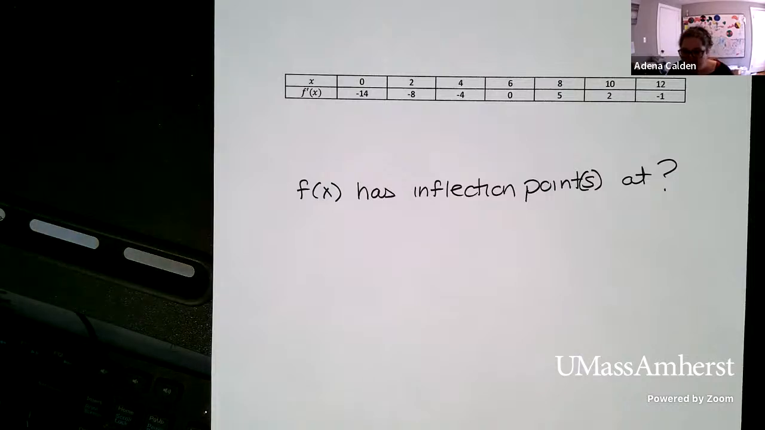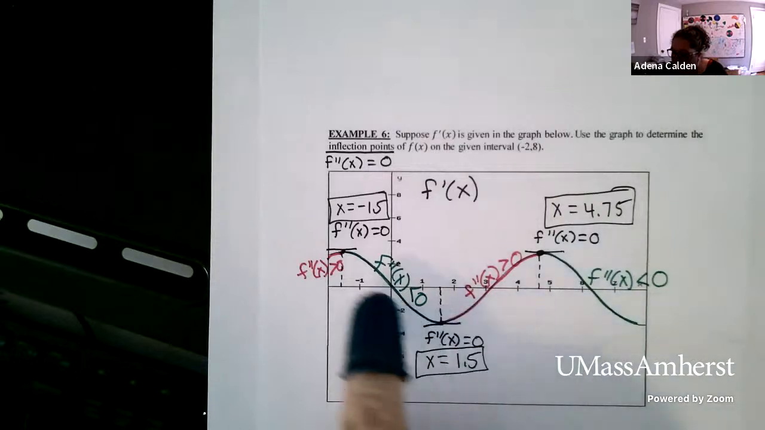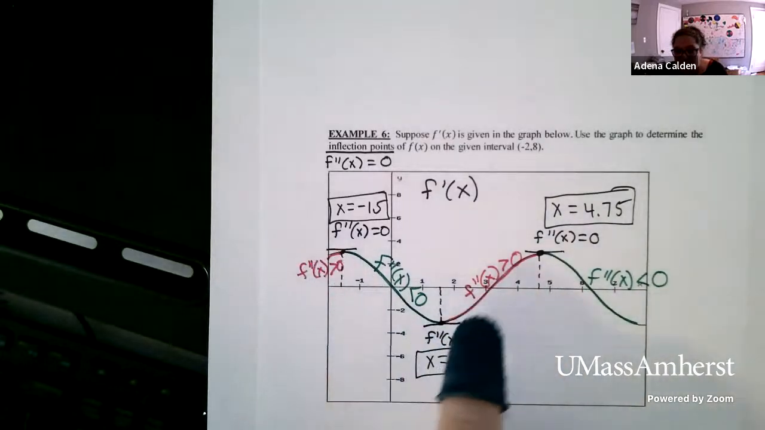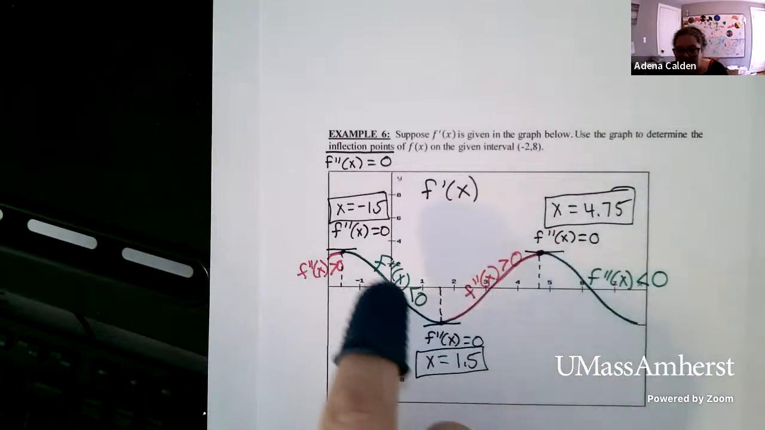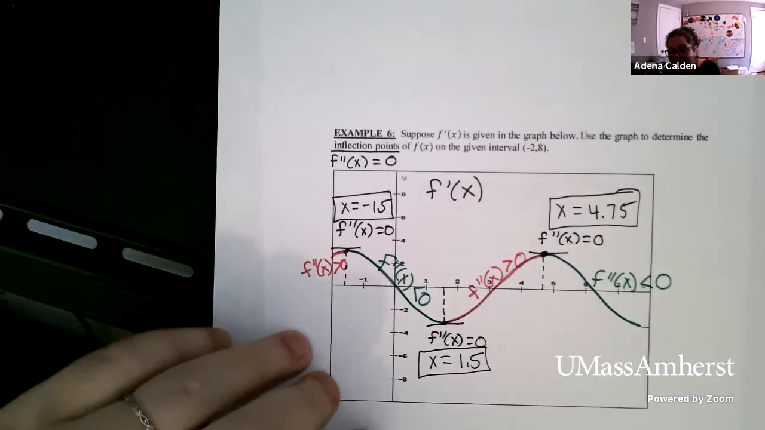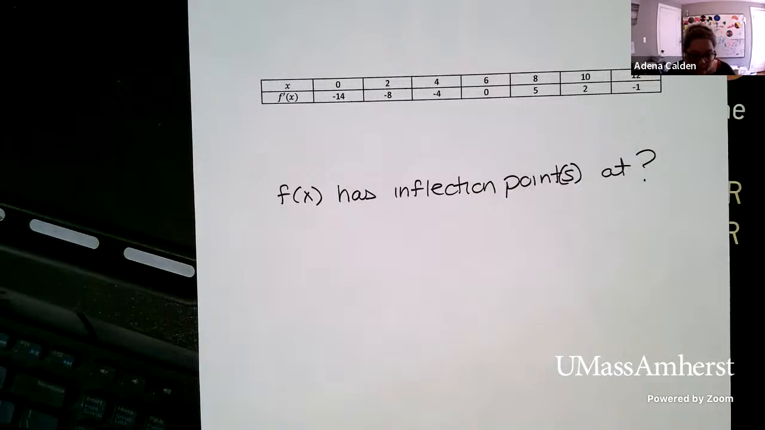So I'm going to refer back to the graph for a moment to point something out to you. Notice that we had inflection points when our first derivative changes from increasing to decreasing or decreasing to increasing, because that impacts the sign of the second derivative. So that's what we're going to look at here.